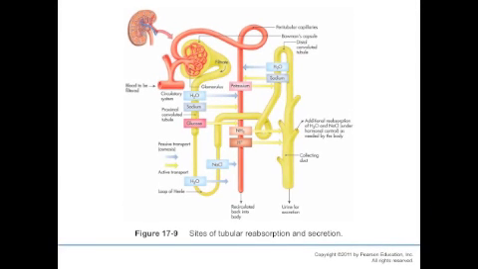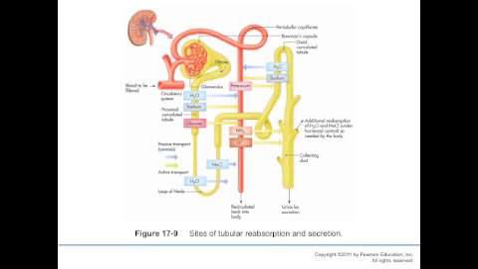Figure 17-9 on page 445 of your textbook is an illustration that shows you the sites of tubular reabsorption and secretion. I like this illustration because it gives us a good idea of just where in this long tubing various substances are reabsorbed back from the tubules into the bloodstream, and those things that are gotten rid of from the blood and sent over to the tubules for excretion.